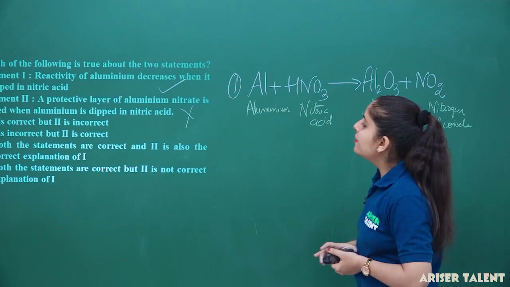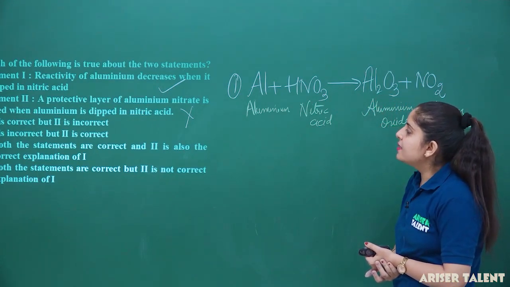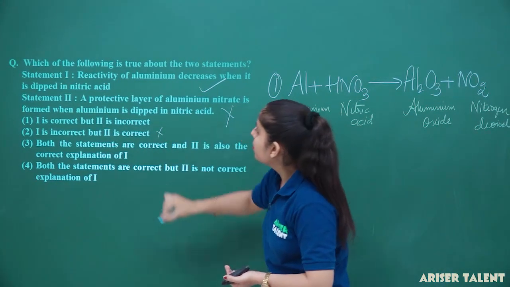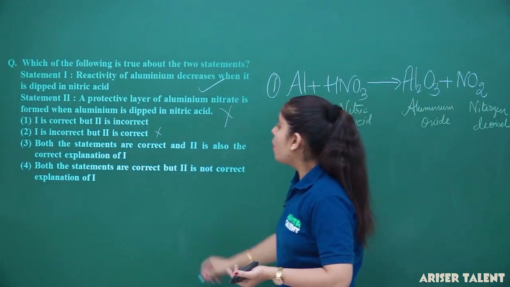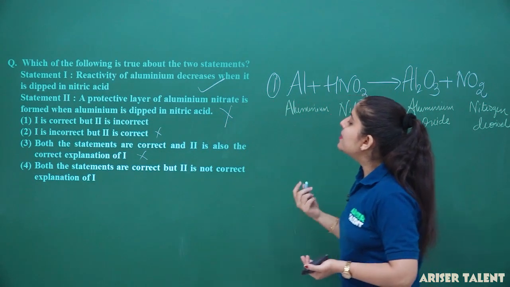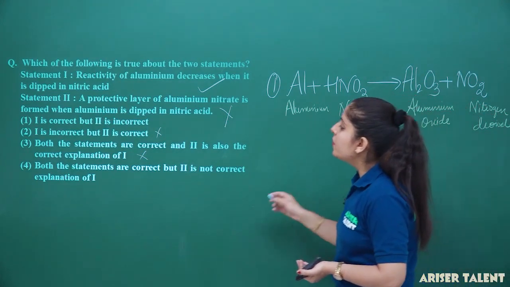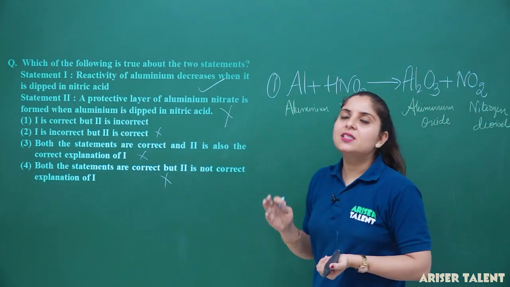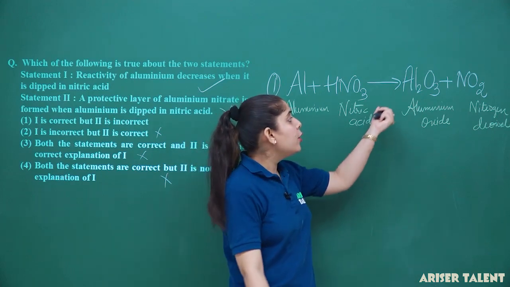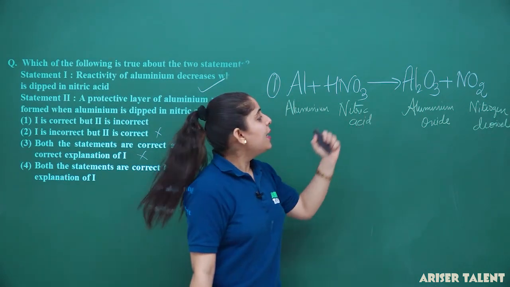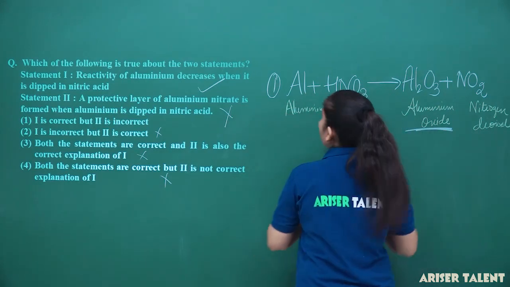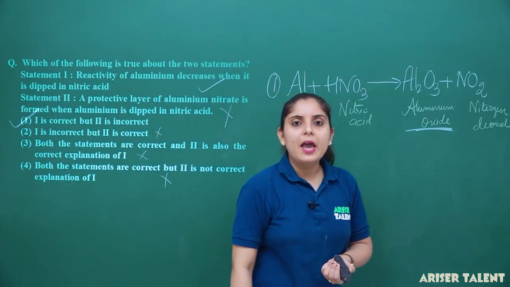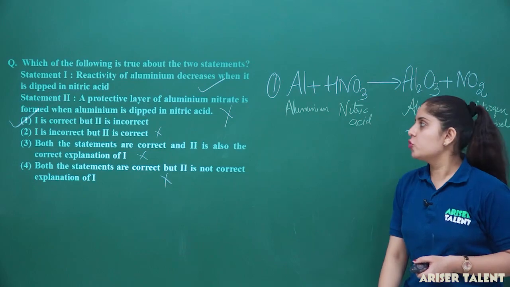So let us check the options here. One is correct, second is incorrect, it is true. One is incorrect but second is correct, this is false. Both the statements are correct, this is again wrong. Both the statements are correct but second is not the correct explanation of the first, again this is wrong. So I can say that reactivity of aluminium decreases when it is dipped in nitric acid, but it will not form the protective layer of aluminium nitrate, it forms the protective layer of aluminium oxide. So which option is correct here? One is correct but two is incorrect. So we have option number 1, that is the correct answer for this question.